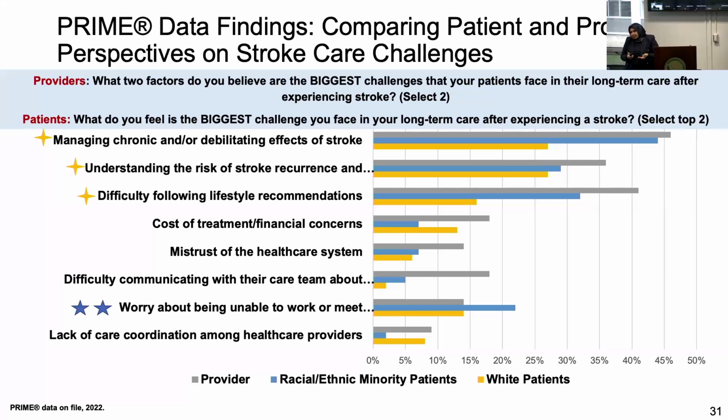Interestingly enough, the top 3 responses were from both the patients and the providers. So it's not that they're not on the same page. The top 3 were managing chronic or debilitating effects of stroke, understanding the risk of stroke recurrence, and difficulty following lifestyle recommendations. Like, what are these recommendations? How do I follow them? And then interestingly enough, there's a higher percentage of people from minority groups who said they were worried about being unable to work or meet the expectations or responsibilities at home.